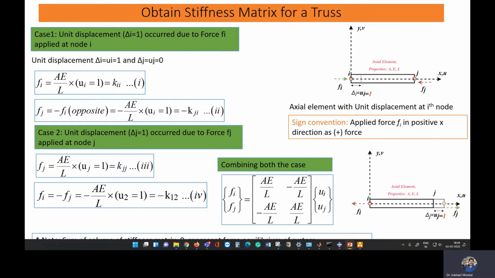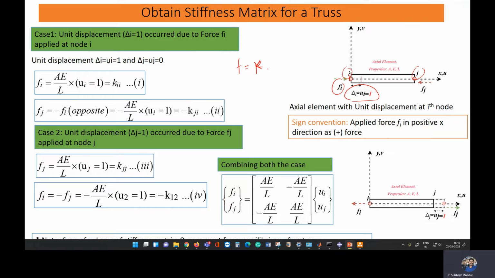Here you see we've taken one simple truss, and this is your ith node, and this is your jth node, and we have applied force Fi at the ith node such that it causes a deformation of unit amount. If unit deformation is caused by a force, then we can say that is your stiffness. The force required for unit deformation is the stiffness.